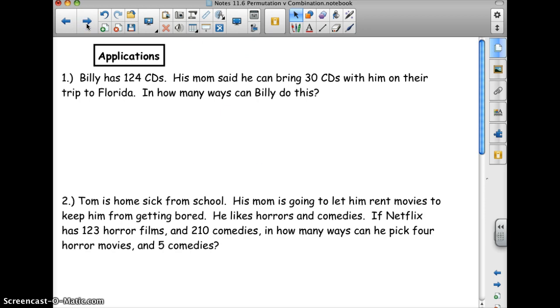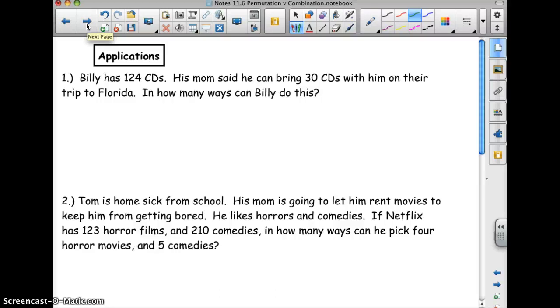All right, here we get into some applications. Billy has 124 CDs. His mom said he can bring 30 CDs with him on their trip to Florida. In how many ways can Billy do this? Okay. Again, Billy needs to get an iPod, I think. All right, so he has 124 CDs. He's going to bring 30 CDs with him.